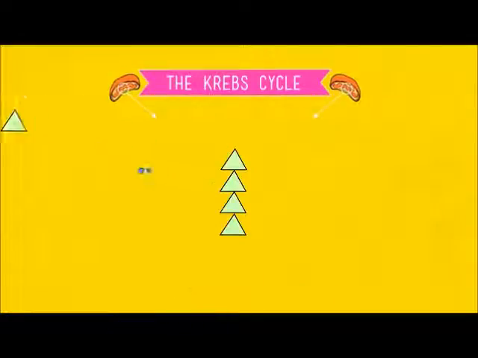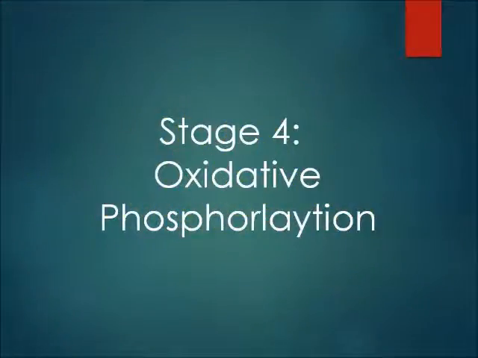And as the carbons get cleaved off the citric acid, there are leftovers in the form of CO2, or carbon dioxide, which are exhaled by the cell. And eventually we get to the fourth stage of cellular respiration, which is called oxidative phosphorylation.